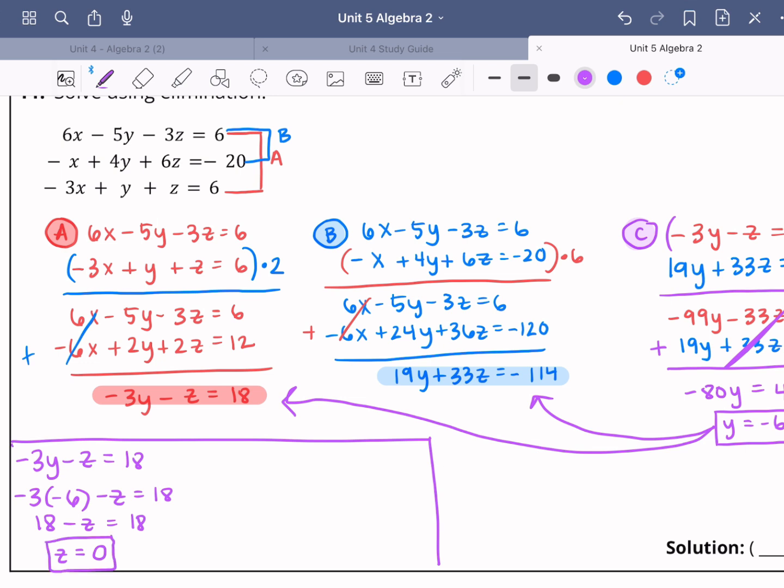To find x now, I can use one of the originals. And I'm actually going to use the second one because I'm looking for x. And in this equation, the x doesn't have a number in front of it, so I know it's going to be easier.